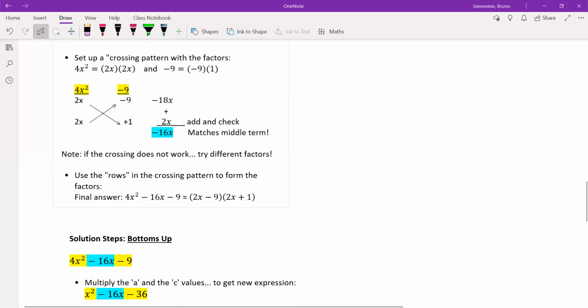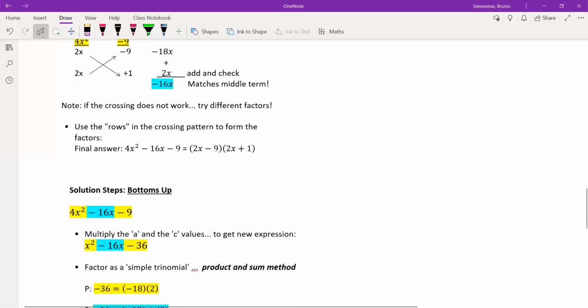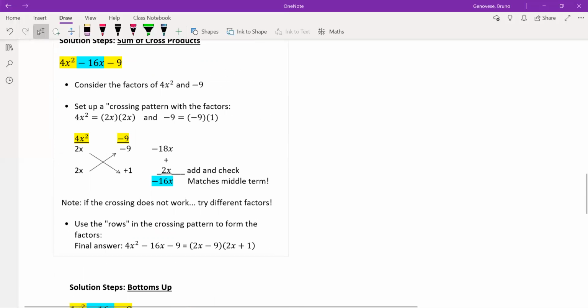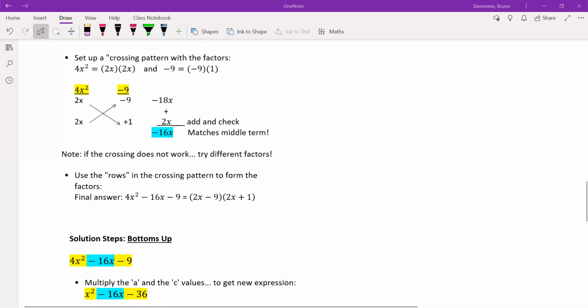Now, never a bad idea to put in your signs as well. So even if you're putting in a positive sign, that way you're clear what you're writing here in terms of the factor. Okay, and that's sum of cross products. Again, not going to work for everybody, but hopefully if you like it, you can use that one.